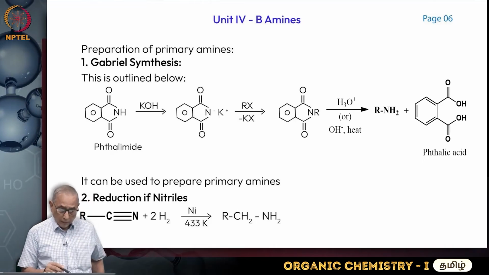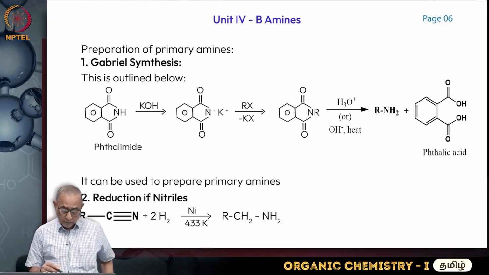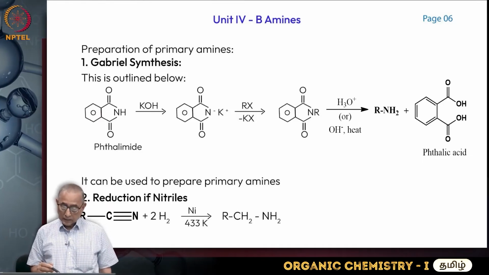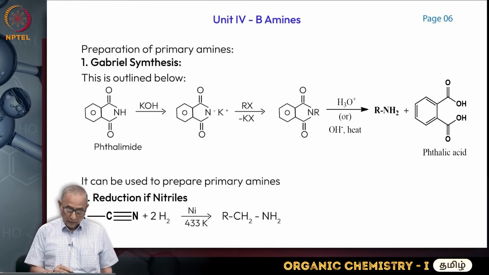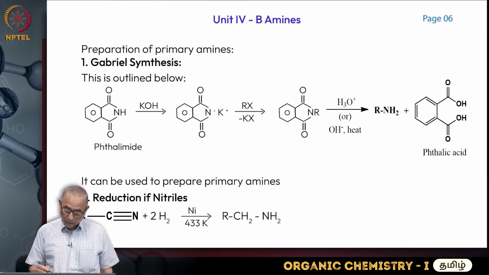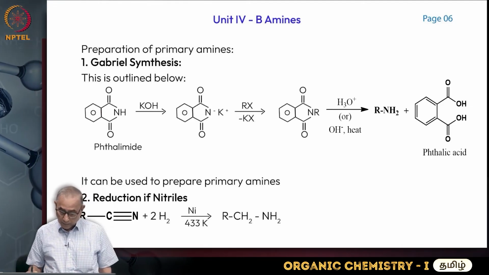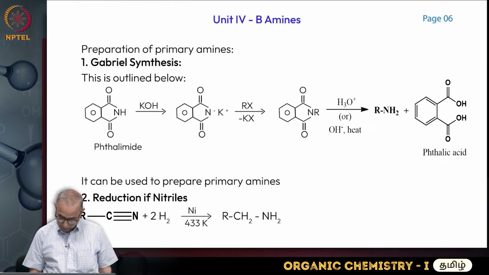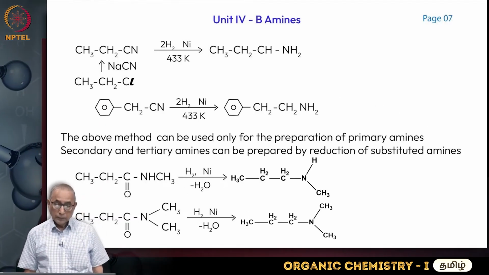Another method: if you reduce nitriles by hydrogen in the presence of nickel catalyst at high temperature, hydrogen adds across the C≡N. 2 molecules of hydrogen add across, and you get RCH2NH2. Again, these 2 methods can be used only for making primary amines.